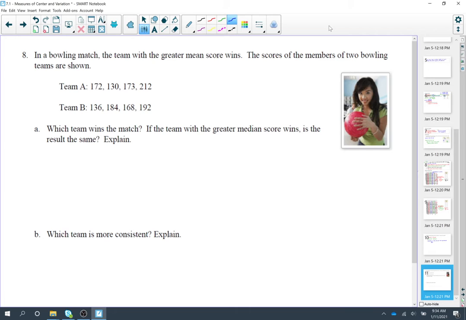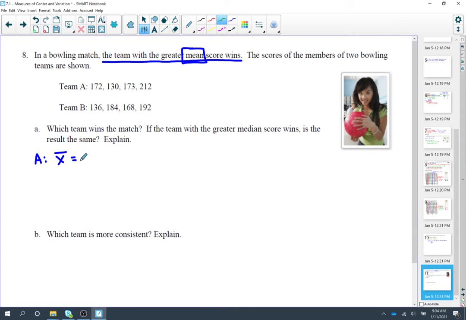Explain. So first of all, up here, it tells us that in a bowling match, it's the team with the greater mean that's going to win. So I'm going to start with team A. And if I'm going to find the mean, X bar, you have to add up all the numbers and then divide by how many there are.